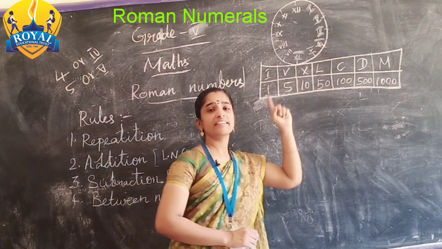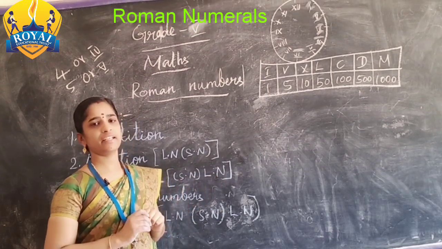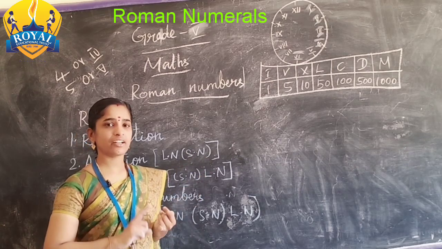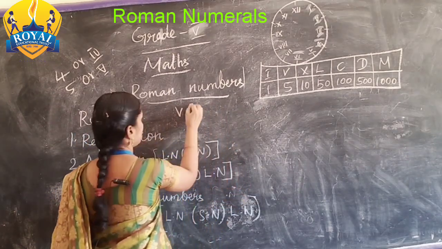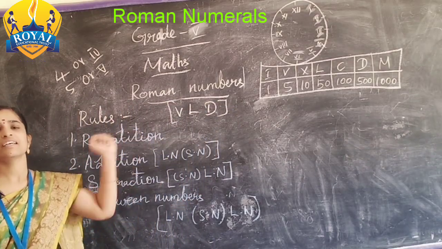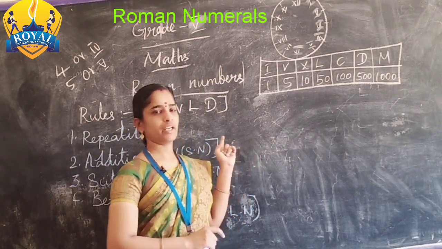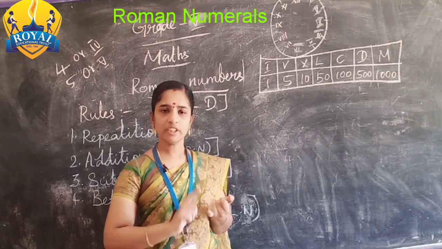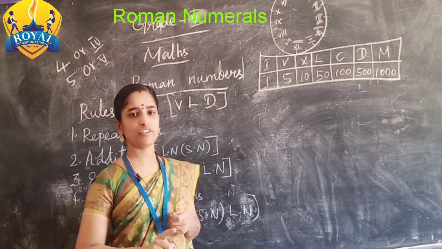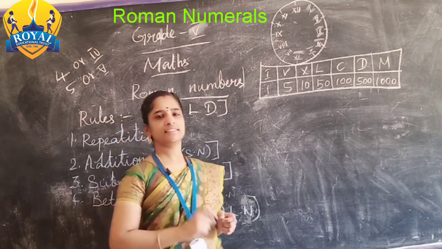Another important rule: V, L, D cannot be subtracted, and V, L, D cannot be repeated. Don't forget. That is also one of the rules. The next one: no numeral can be repeated more than 3 times. Don't forget.